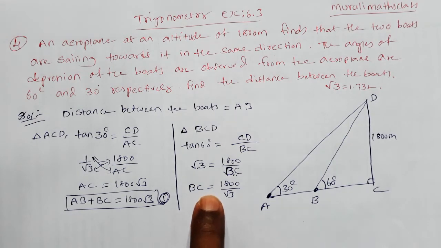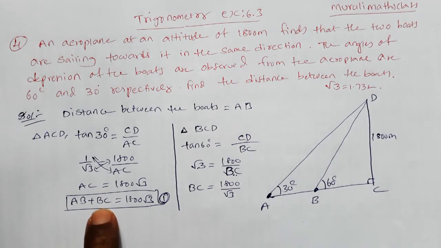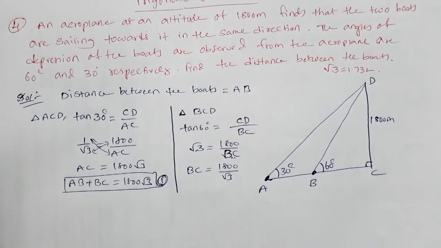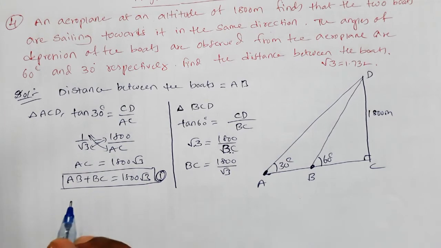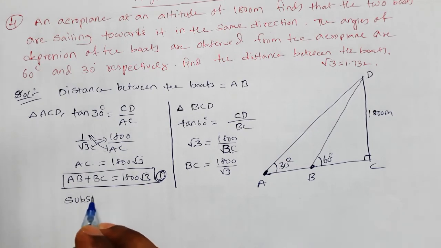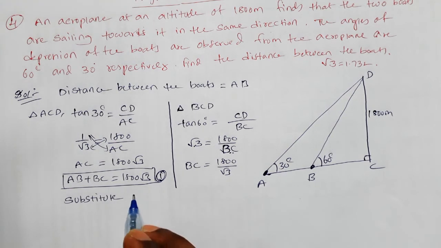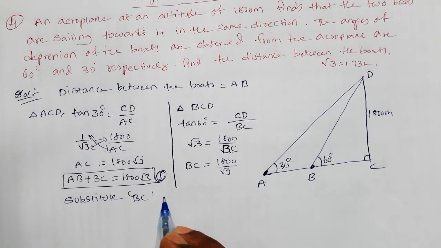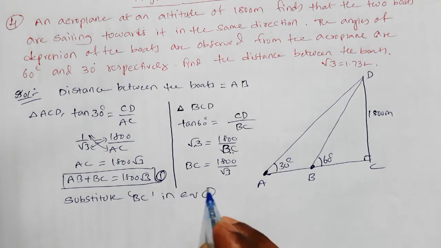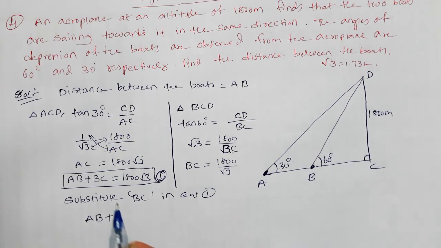Now this BC answer, substitute in equation 1, and we will get the AB answer. That is nothing but the distance between the two boats. Okay. Substitute BC in equation 1. So AB plus BC, 1800 by root 3, equals 1800 into root 3.